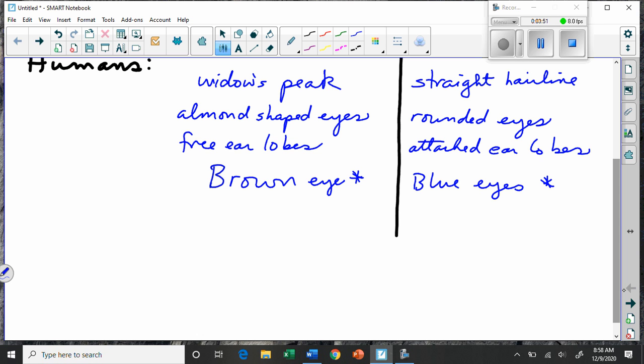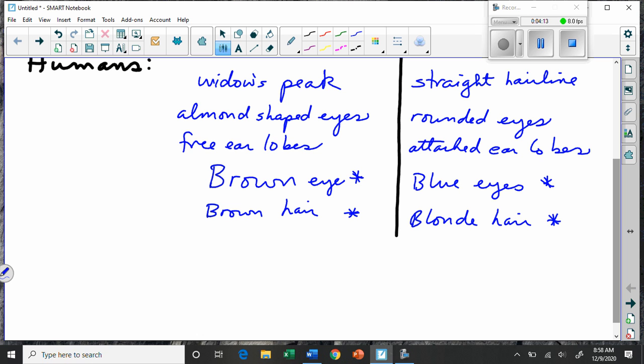Likewise, darker hair, brown hair, tends to be dominant over, say, blonde or lighter hair. But again, I'm going to put a star there because there's lots of variations with hair color. Okay?